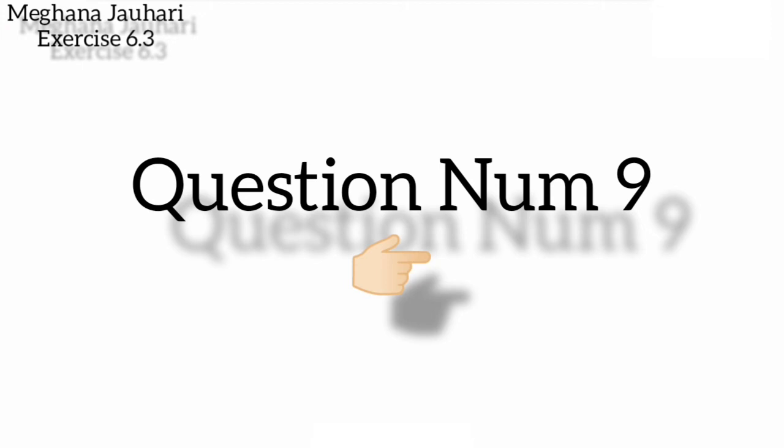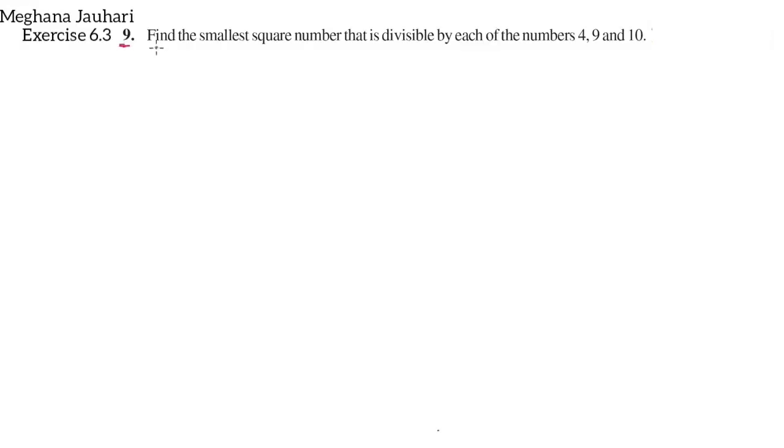Now let's learn how to solve question number 9. In question number 9, we have to find the smallest square number that is divisible by each of the numbers that are 4, 9 and 10. Basically, we need to find the smallest square number which is the multiple of each of these numbers 4, 9 and 10. So here's how we will solve this question.